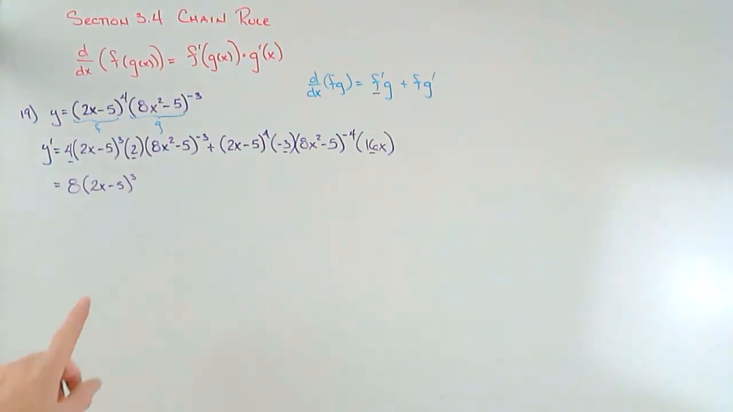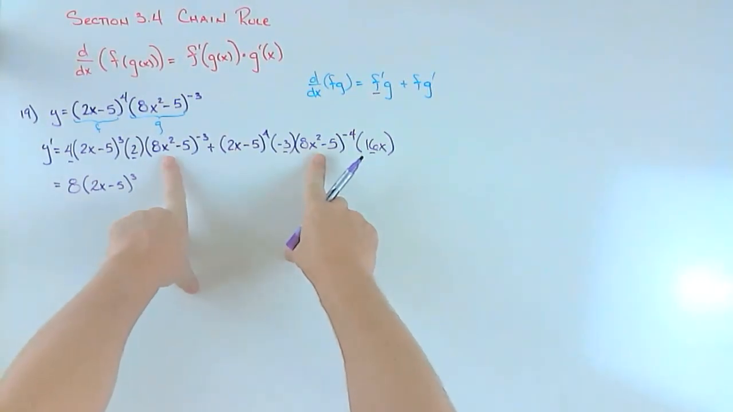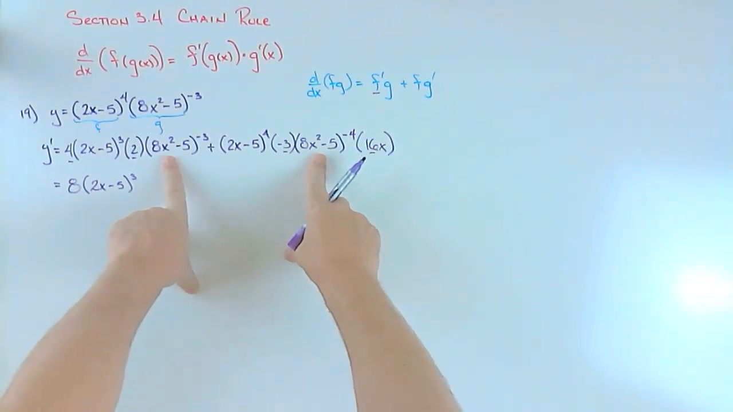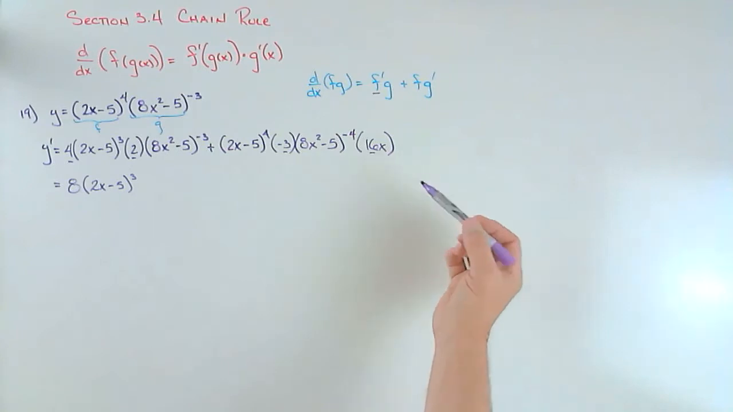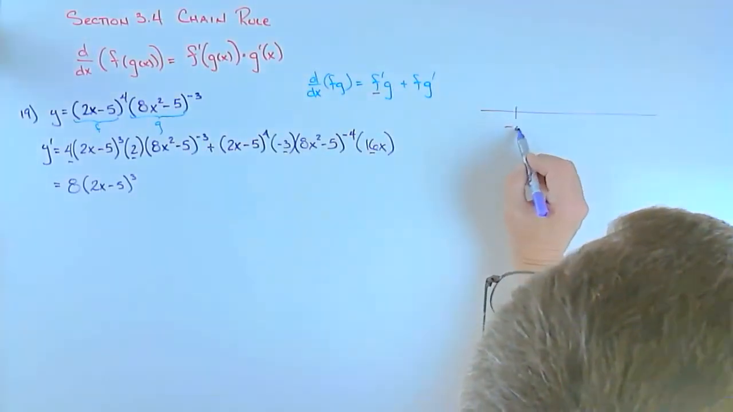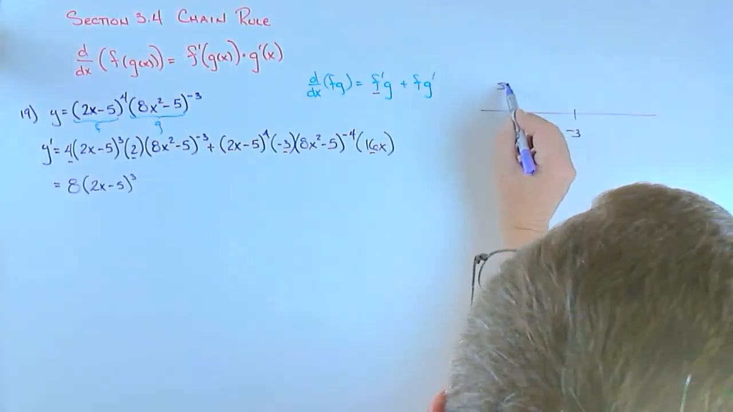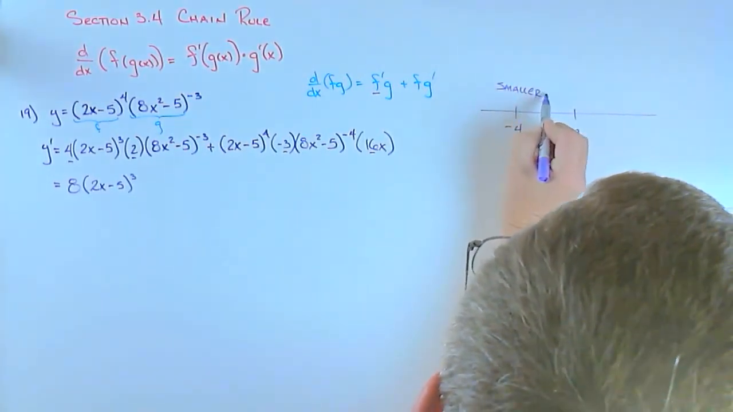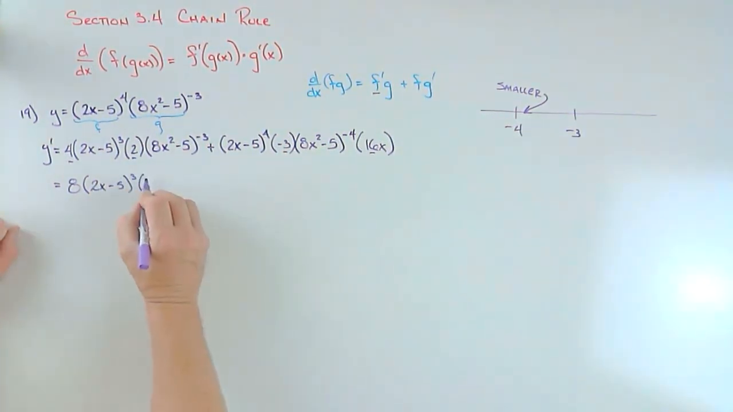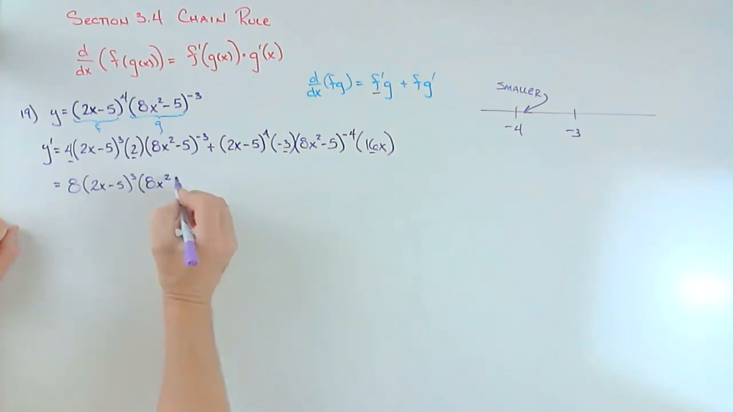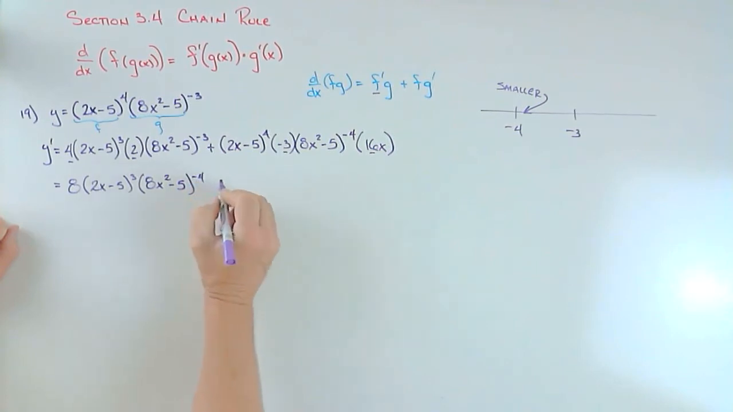Now we have to do the same factoring with our negative exponent. In algebra, we were taught to always remove the common factor with the smallest power. The smallest number between -3 and -4 is -4. I mean, on the number line, -4 is here, -3 is here. This is smaller. So we're going to pull that out. That's our rule from algebra. So we take out 8x squared minus 5 to the -4.